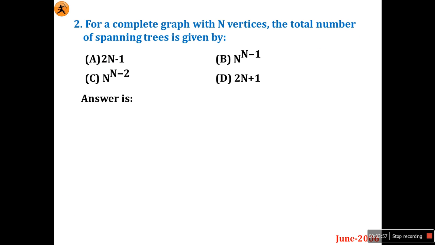For a complete graph with n vertices, the total number of spanning trees is given by. It's a standard, straightforward question. If you know the answer, you can answer directly. But before answering this, I will explain what a complete graph is and what a spanning tree is. Then we will go for the answer.